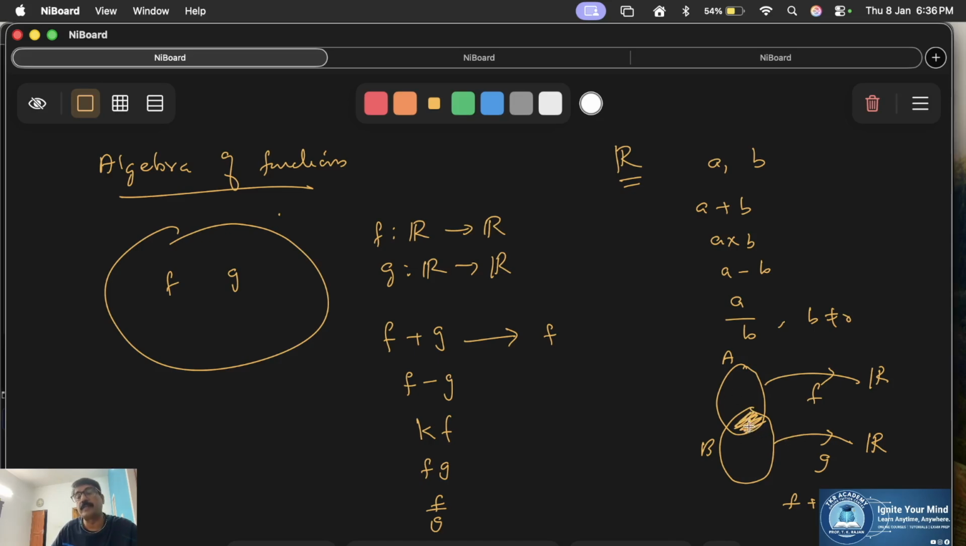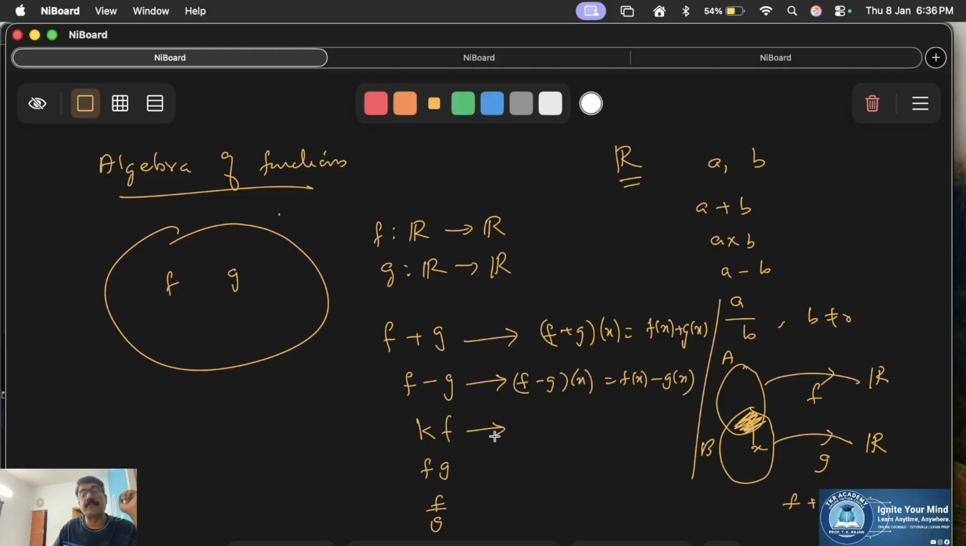That is, for any x, if you take here, f plus g of x is defined. Even if f and g are real valued functions, f plus g is defined only on the common domain of f and g. Now, how is f plus g defined? f plus g of x is equal to f of x plus g of x. Similarly, f minus g is defined by f minus g of x is equal to f of x minus g of x.